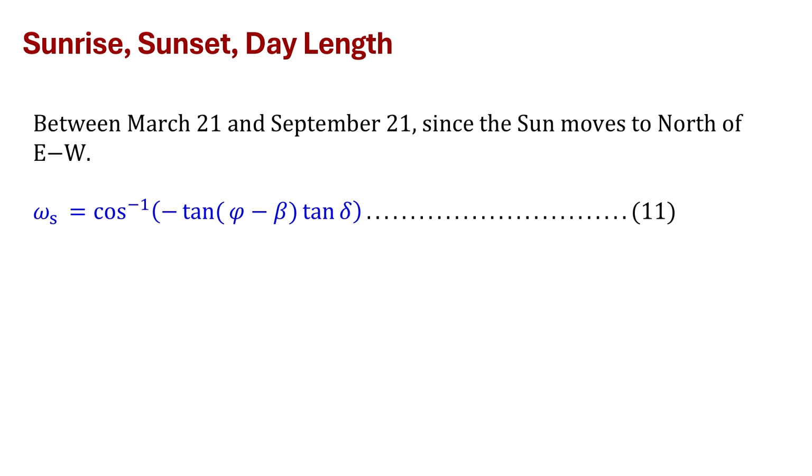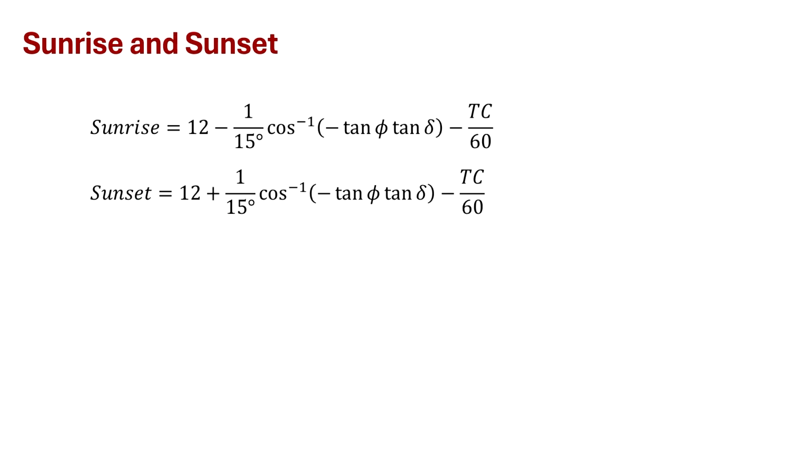For the northern hemisphere, between March 21 to September 21, the sun will move north of east-west. So, it will move from south towards the north, and it will be north when it is summer and far south when it is winter. So, certain corrections need to be made. As a result, omega s in that case becomes cos inverse of minus tan phi minus beta tan delta.